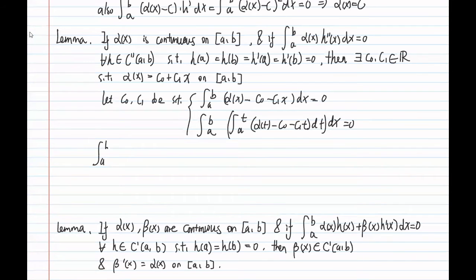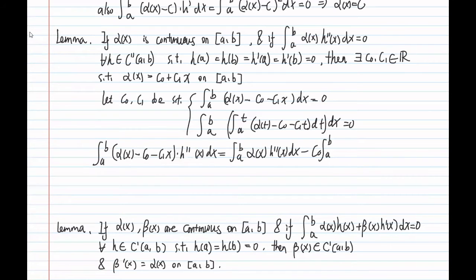So we're going to integrate from a to b of the function (alpha x minus C0 minus C1 x) times h double prime x dx. And this would equal to what? You can just distribute again, right? So this is the integral from a to b of alpha x times h double prime x dx, minus C0 times the integral from a to b of h double prime, and then minus C1 times the integral from a to b of x times h double prime dx, right?